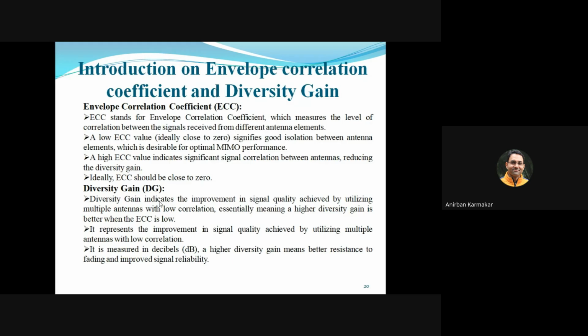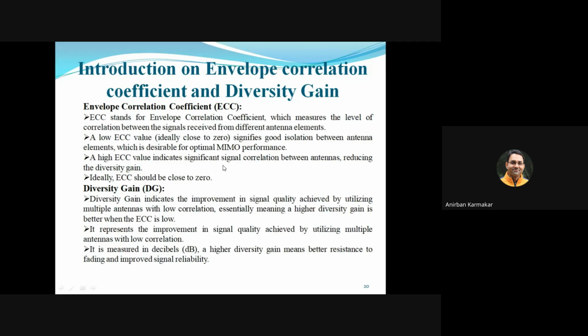Now, it is a simple MIMO antenna. We need to know the contribution of envelope correlation coefficient and diversity gain. So, what is envelope correlation coefficient? Envelope correlation coefficient, or in short ECC, measures the level of correlation between the signals received from different antenna elements.